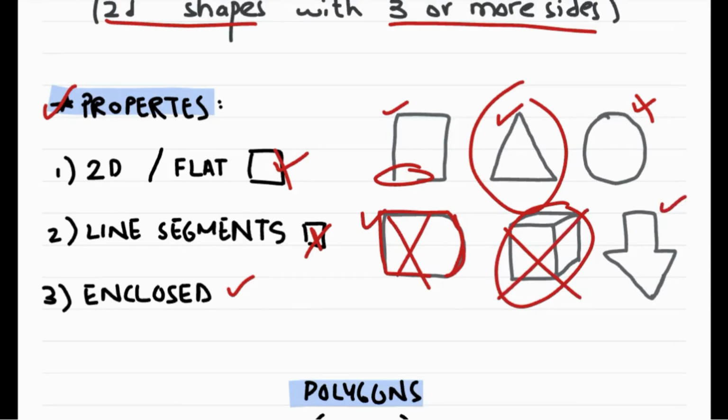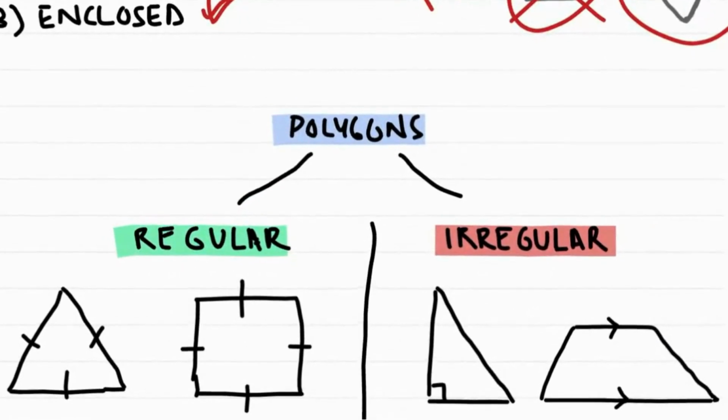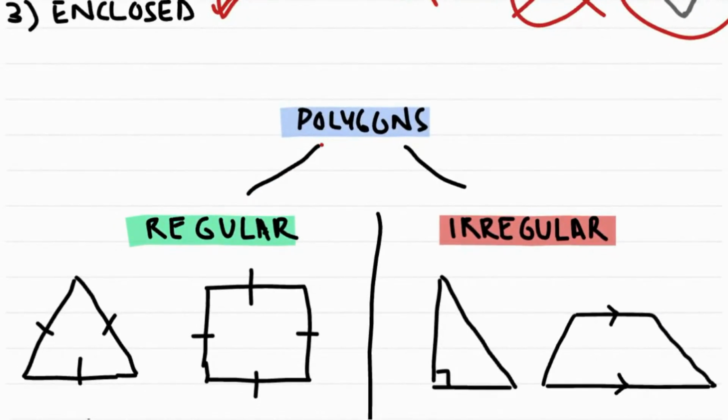Over here we see a funny shape. It is 2D and flat. It is made out of line segments as well, and it is enclosed as well. So this is considered a polygon. Let's go further and see that there are two types of polygons. The first one is a regular polygon, and the second one is an irregular polygon.